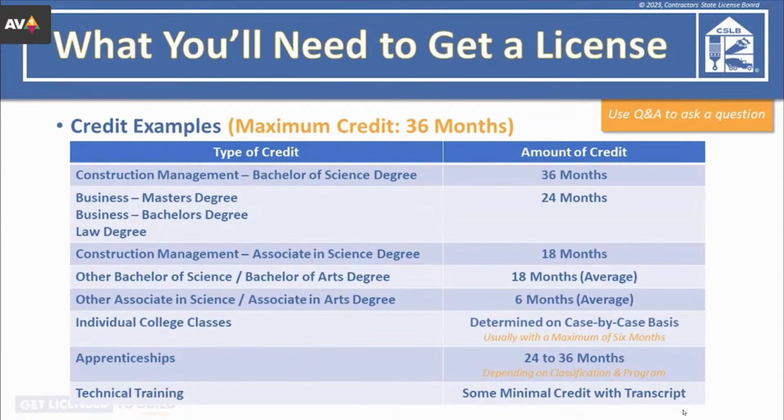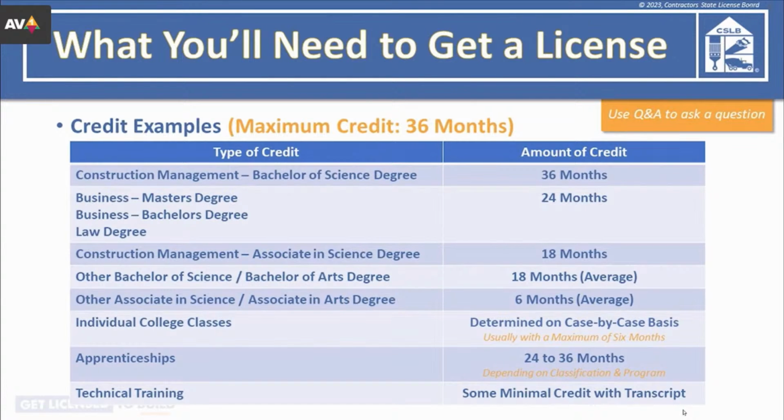The most education credit you can get is for a Bachelor of Science degree in construction management. That degree will get you the full 36 months of credit. Next is a master's or bachelor's degree in business or a law degree. Any one of those will get you 24 months of credit. An associate in science degree in construction management will get you 18 months credit.